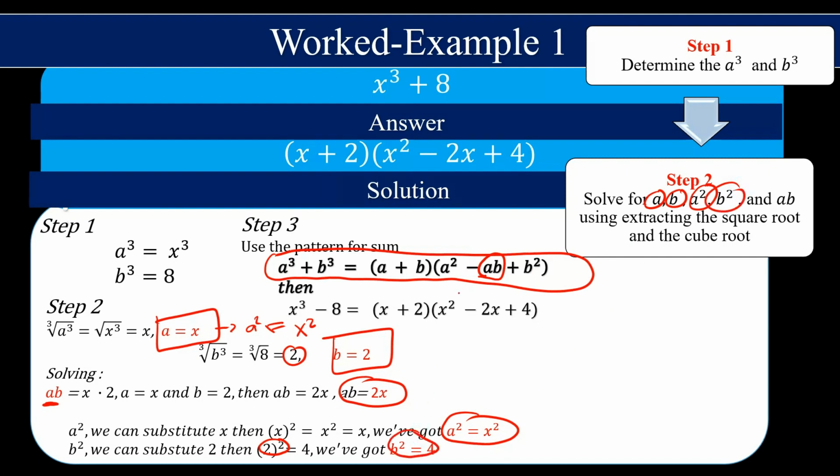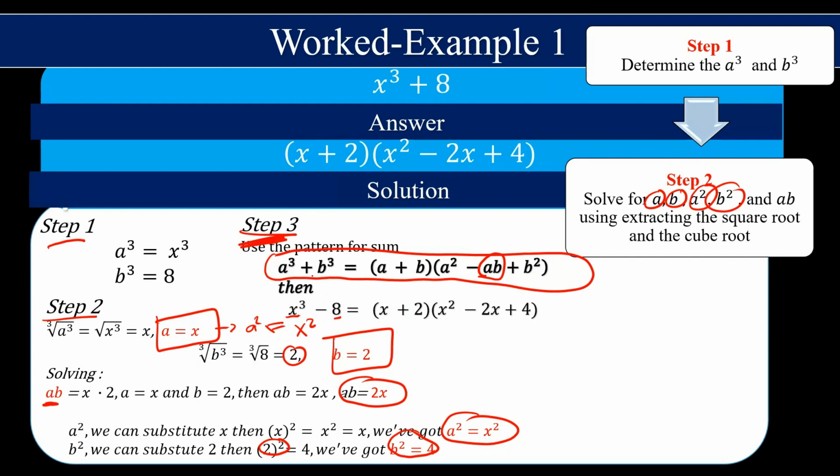We are complete, so we can use the pattern in step number 3. You cannot proceed to step number 2 if you have not completed step number 1. You cannot proceed to step number 3 if you have not completed step number 2. This is called substitution. We just substitute, replace, based on the pattern.